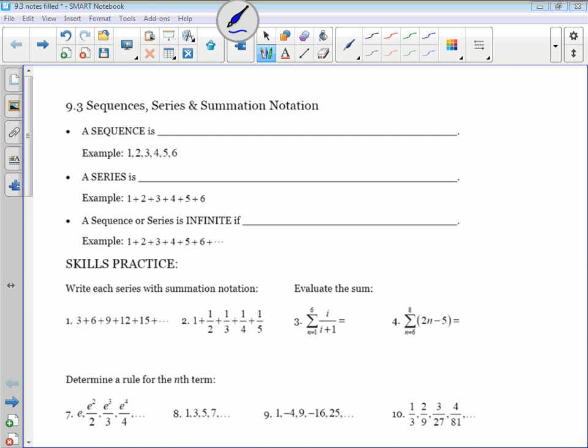Okay, guys, so a sequence. Do you guys remember sequences, series, summation, any of that from Algebra 2?